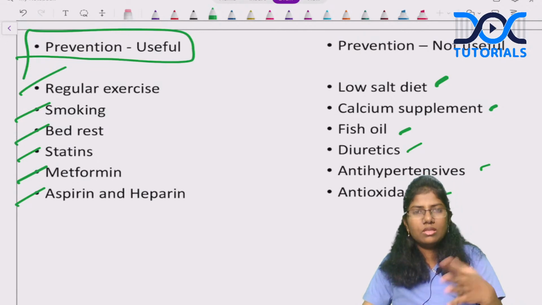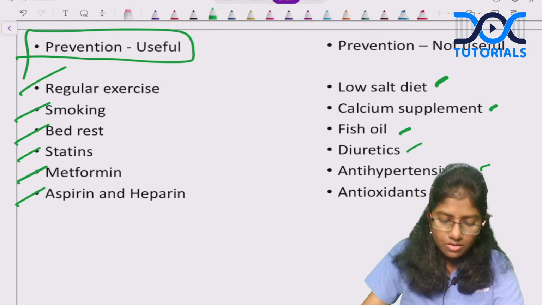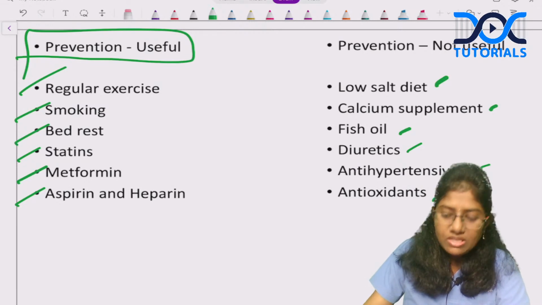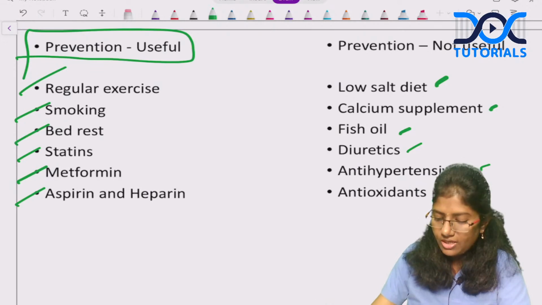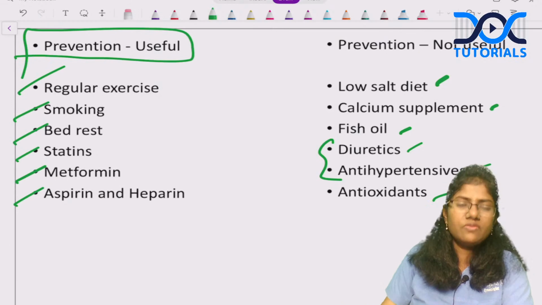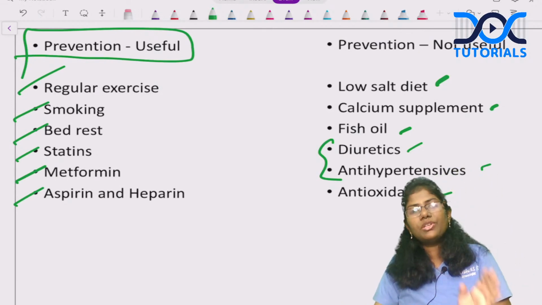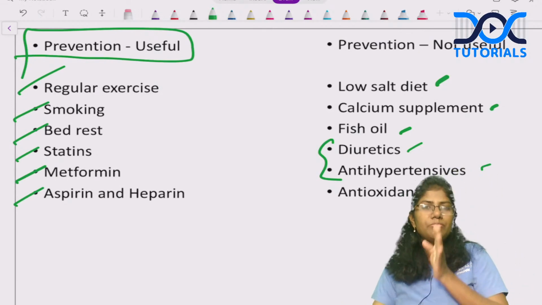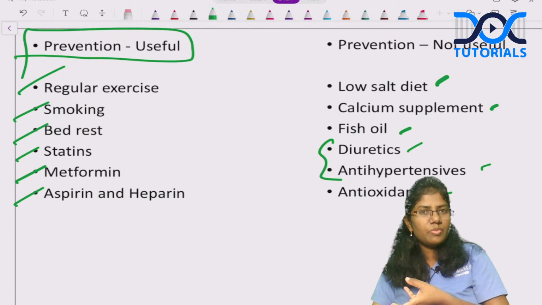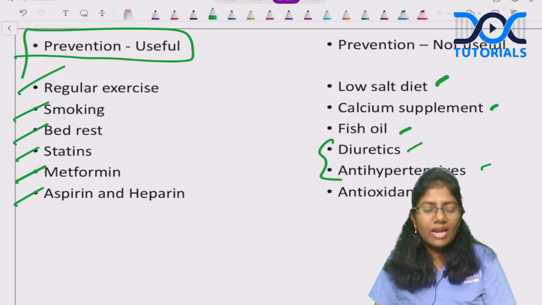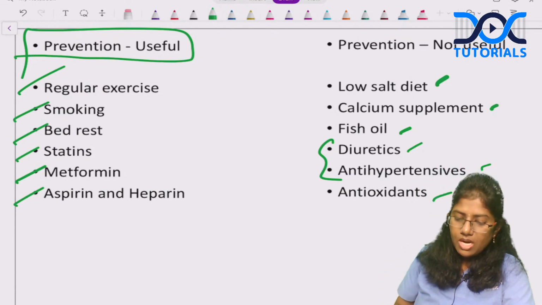So left sided ones are useful and the right sided ones are not: low salt diet, calcium supplement, fish oil, diuretics and antihypertensives. Please remember, diuretics and antihypertensives are useful only after the woman has developed preeclampsia. Giving antihypertensives makes sense only after the woman has developed preeclampsia, so we cannot use it for prophylactic purpose. So this is about preventing preeclampsia.